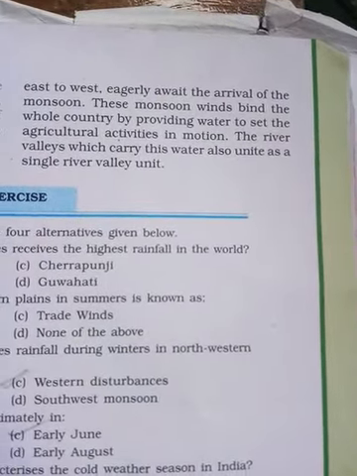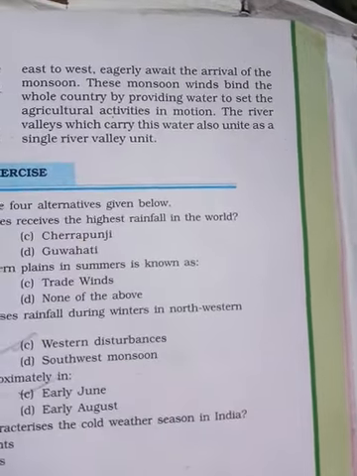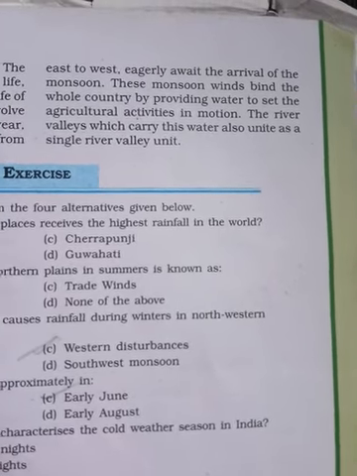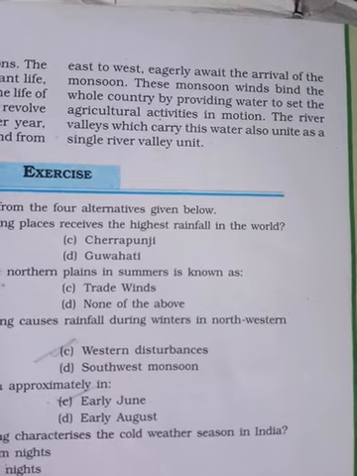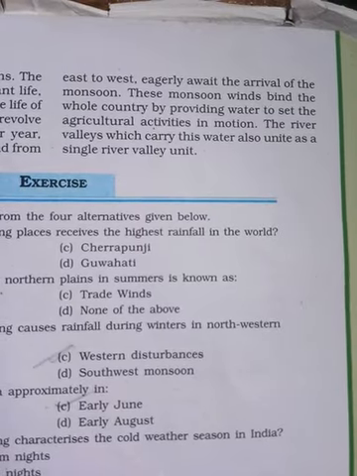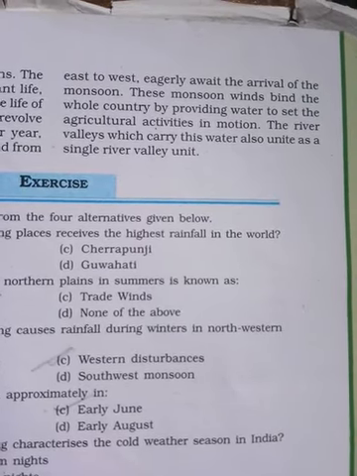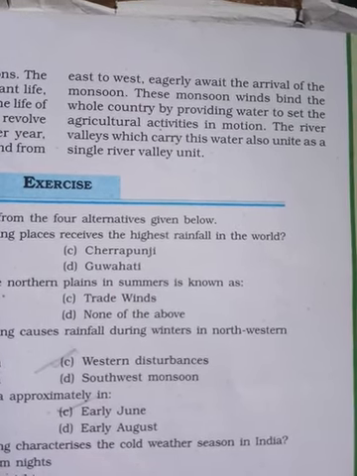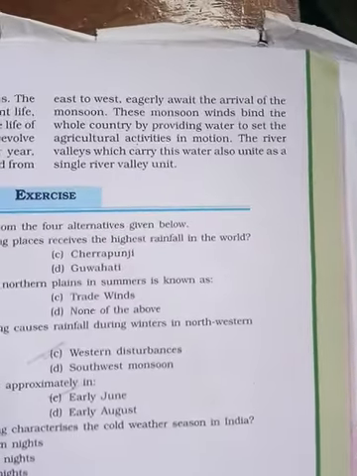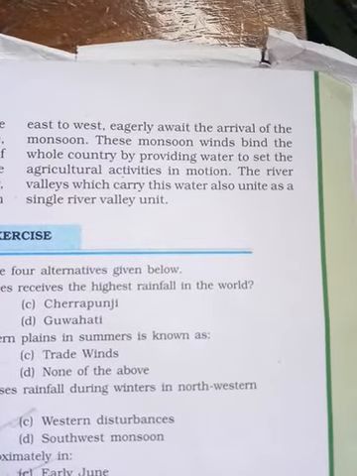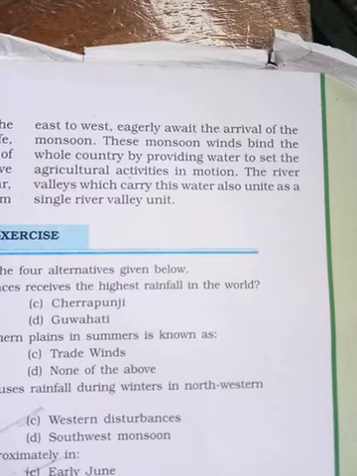Look here, this monsoon wind binds the whole country by providing water to set agricultural activities in motion. That means in India the monsoon provides water for agricultural purposes. The whole country's agricultural activity is fully dependent on the monsoon. But now, due to variation in the amount of rainfall, they have started building dams, which is an artificial factor. In nature, water is provided through monsoons. The river valleys which carry this water also unite as a single river valley unit.